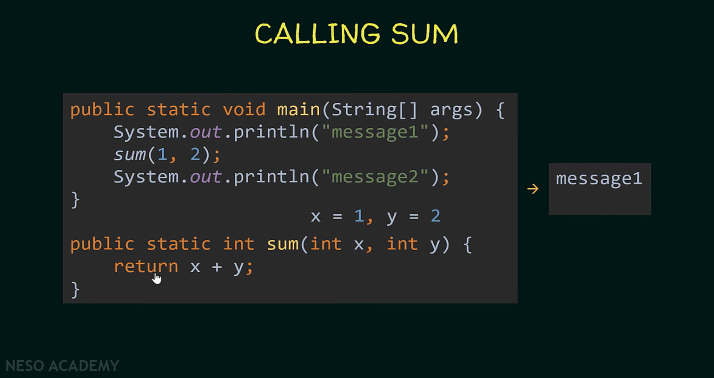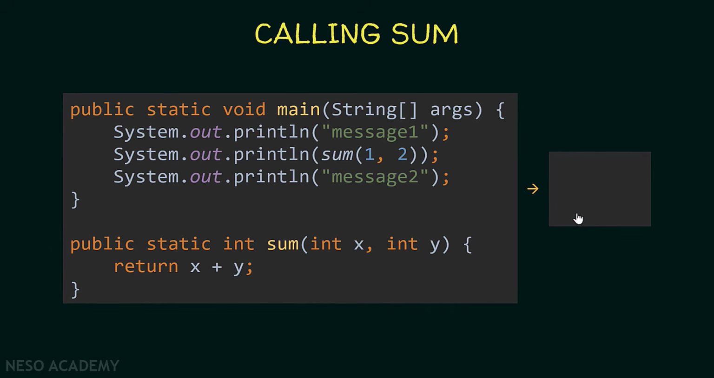And after that, inside the method, we are returning x plus y. So 1 plus 2 is equal to 3. So 3 will be returned by this method. So you can imagine that over here, now we have the value 3. But we are not doing anything with this value. So nothing will happen. So now we are done executing our sum method, so we will continue executing the main method. So we will print message 2 and message 2 will be printed.